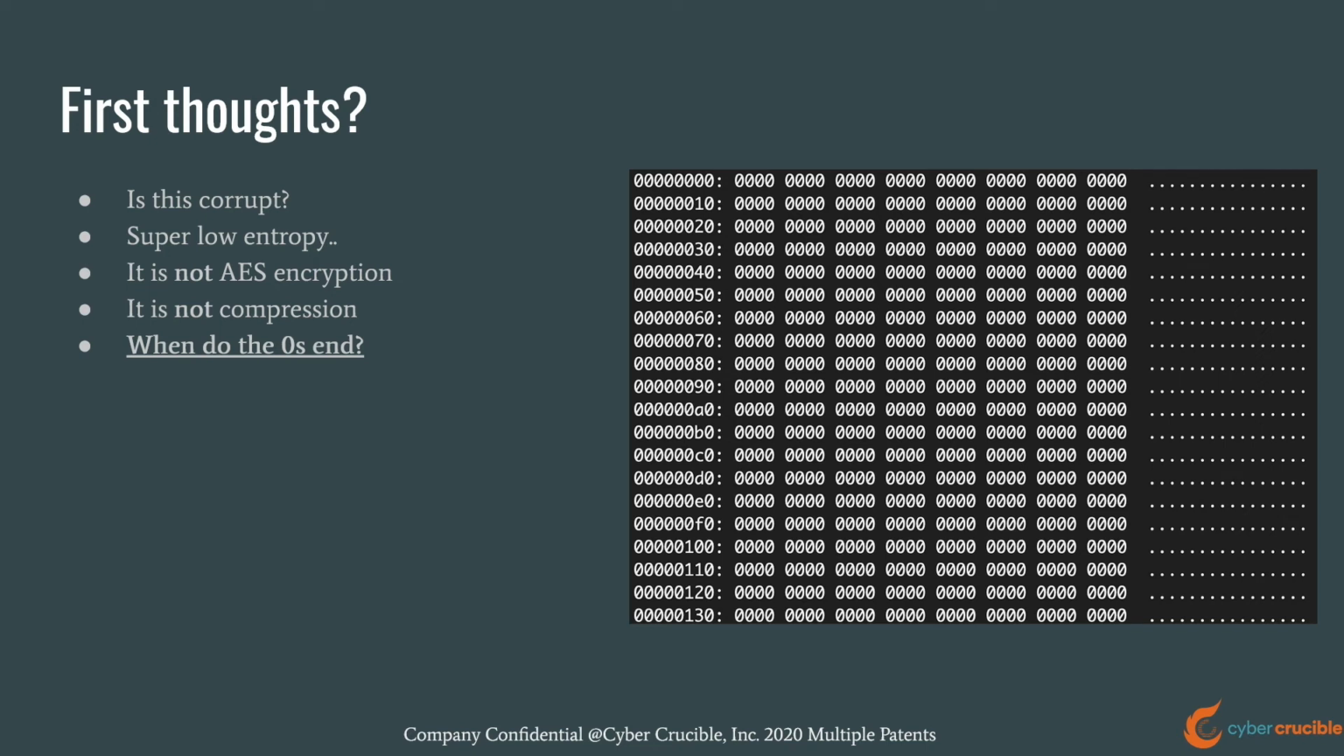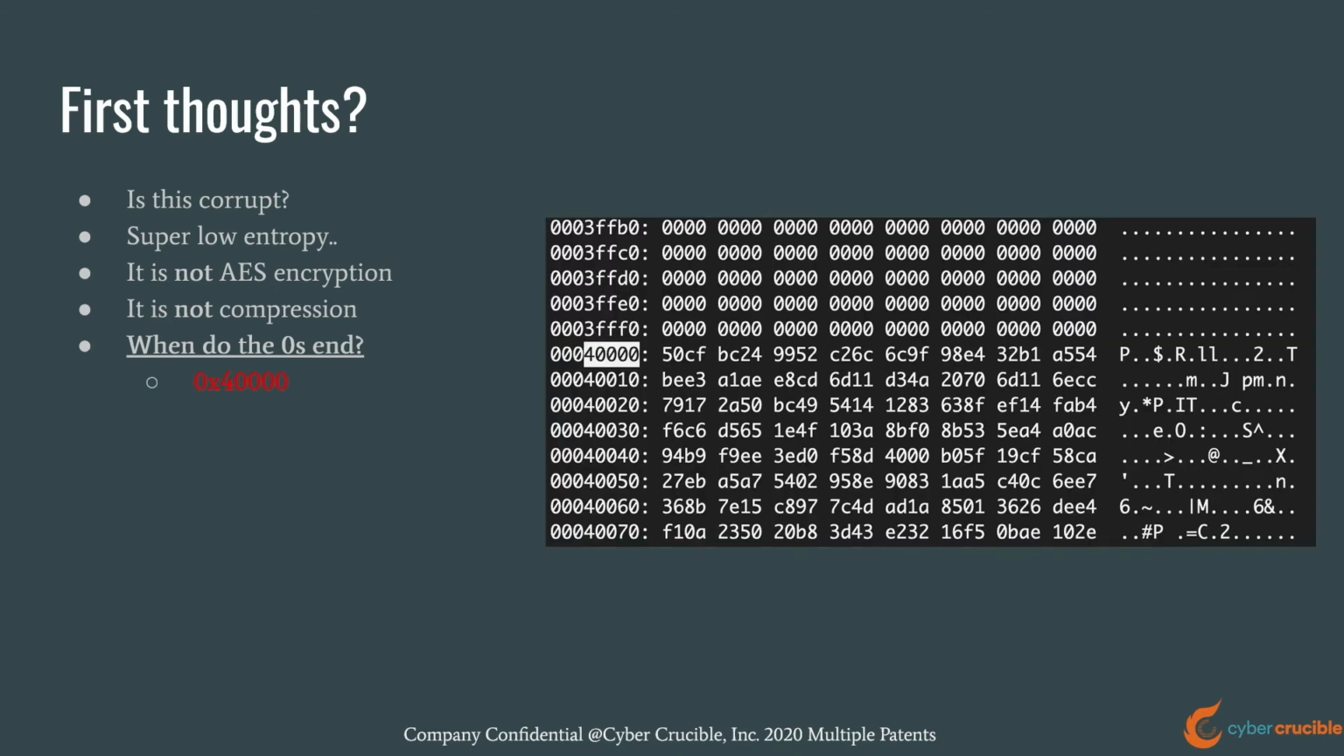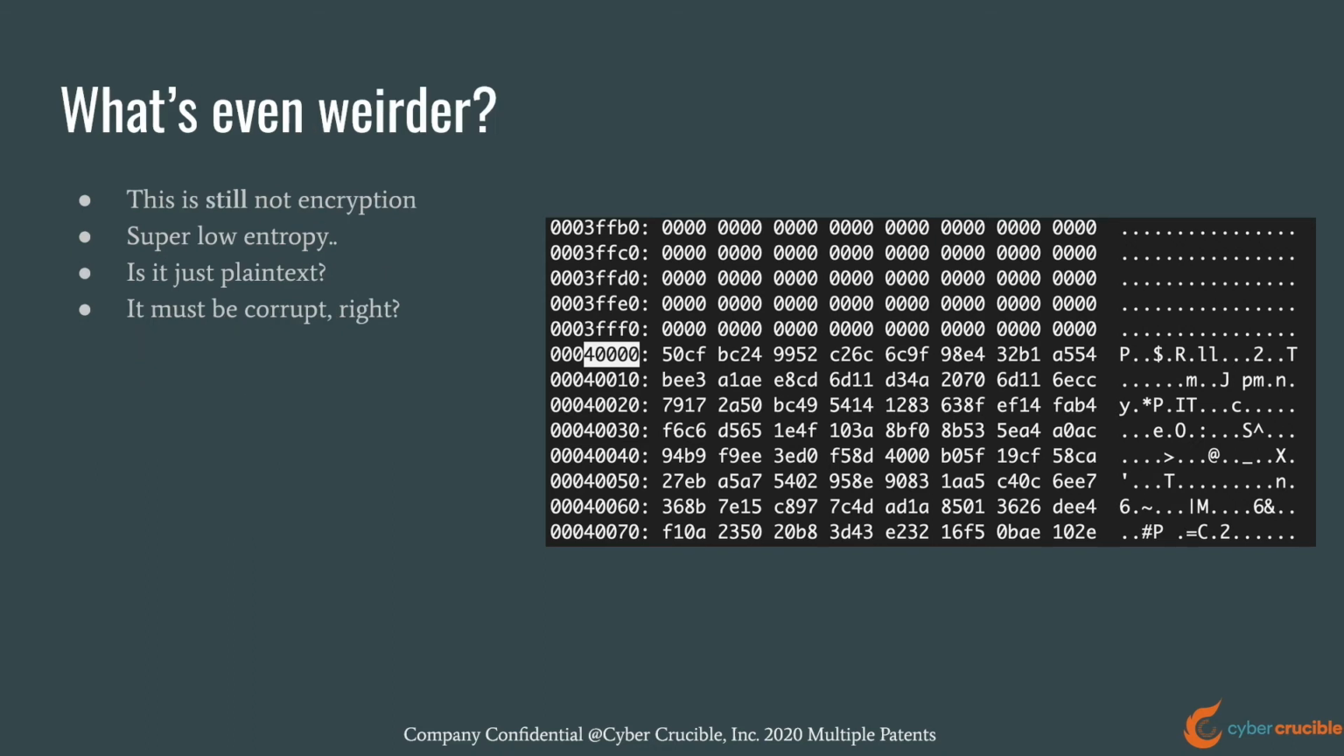Well, the first question, once you've calmed down because you're worried about your career being over, is when do the zeros end, right? How many zeros are there? Do we ever actually get real data? And the answer is yes. Eventually, at this suspiciously round number of hex 40,000, we get data again, which is great. The suspicious number is kind of weird because why would it just happen to be a perfectly round number like that? And what's even weirder is, this is still not encryption if we look at it.